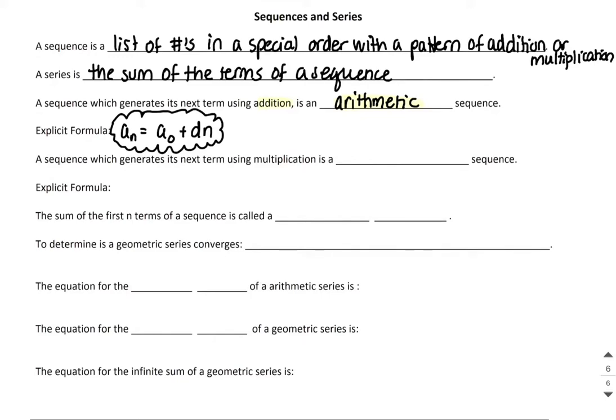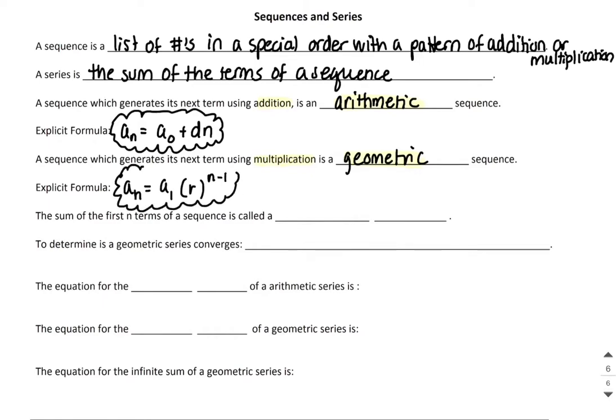A sequence which generates its next term using multiplication is a geometric sequence. So if the pattern is multiplication, I have a geometric sequence. The explicit formula for that is a sub n is equal to a sub 1 times r to the n minus 1 power, where a sub 1 is the first term and r is the common ratio.